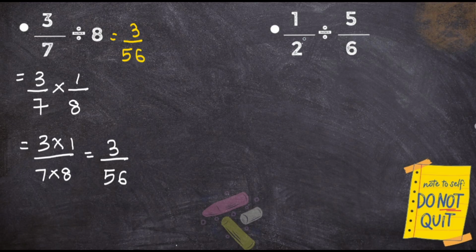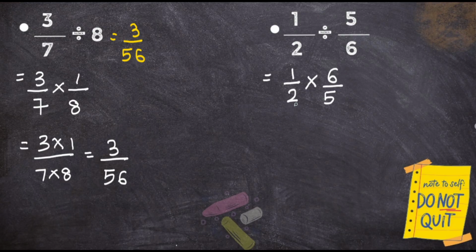Now the last question I will take is 1 upon 2 divided by 5 upon 6. So first write 1 upon 2 as it is. Division will become multiplication, and the second fraction will turn into the reciprocal. So 5 upon 6 will turn into 6 upon 5. Now here what you observe, 1 upon 2 into 6 upon 5. Here you observe that one number in the numerator and one number in the denominator can be cancelled.